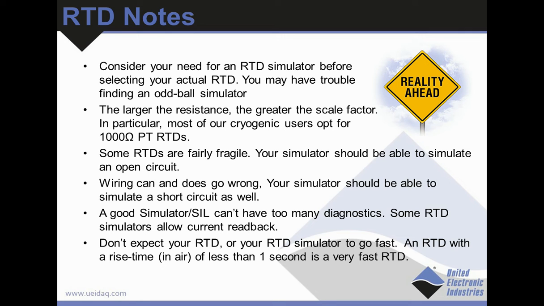The larger the resistance, the greater the scale factor. So we find a lot of our cryogenic users go for the 1,000 ohm platinum RTDs, because down cold they can get very, very high accuracy. We find that a lot in the space industry. They use a lot of 1,000-ohm platinum RTDs because they've got liquid oxygen and other liquid gases that are quite cold.